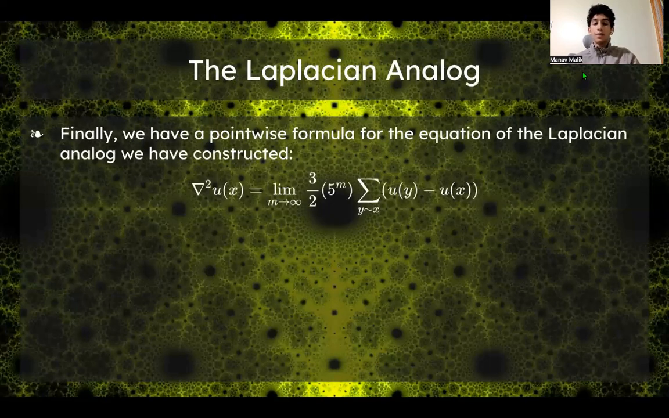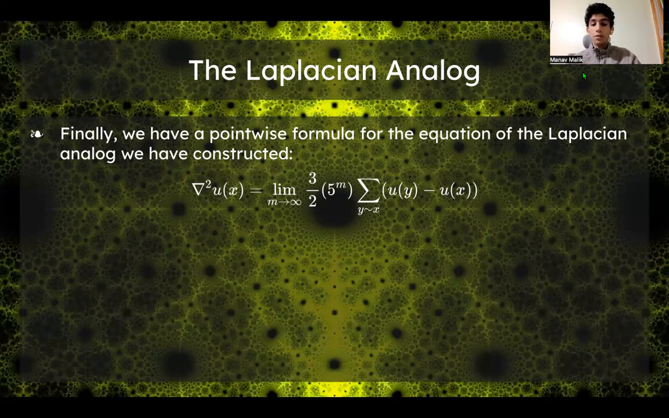So finally, we have a pointwise formula for the Laplacian analog. And that is that the Laplacian of u of x is equal to the limit as m approaches infinity of (3/2) times 5^m multiplied by the sum along all the vertices y adjacent to x, connected by edges, of u of y minus u of x. And note here that this equation for the Laplacian analog is specific to the Sierpinski gasket.